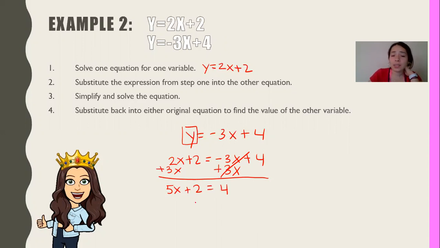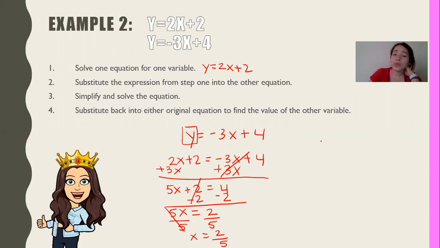Now we need x by itself. So let's get rid of this plus 2. Whatever we do to one side, we do to the other side. That leaves me with 5x equals, and then 4 minus 2 is 2. And again, I want x by itself, so I divide each side by 5. And that gives me x is equal to 2/5.